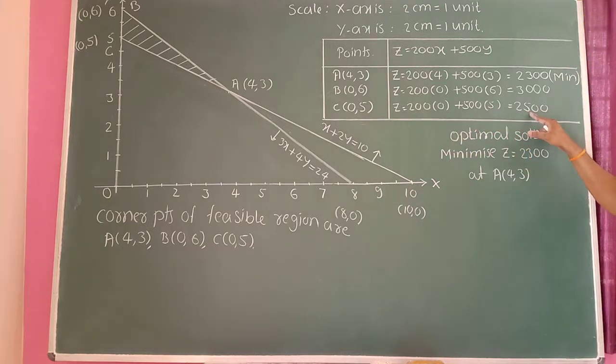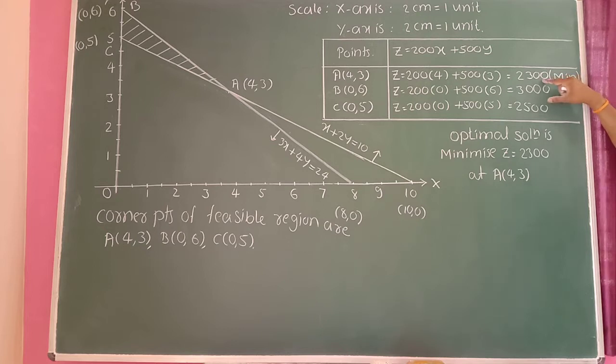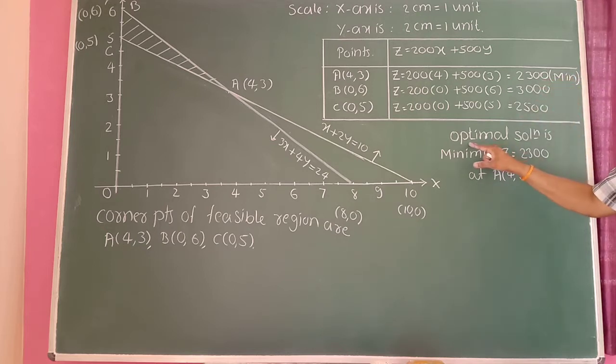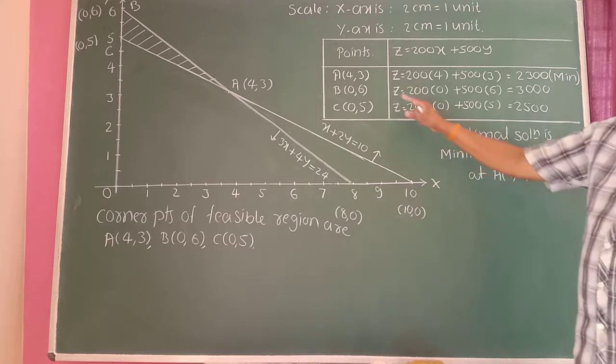It is a minimization problem here. So the minimum value is 2300. Therefore, the optimal solution is minimize z is equal to 2300 at the point (4, 3).